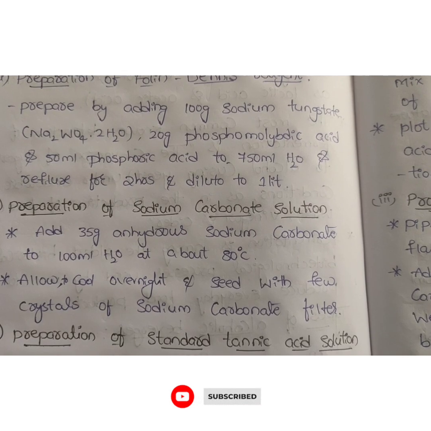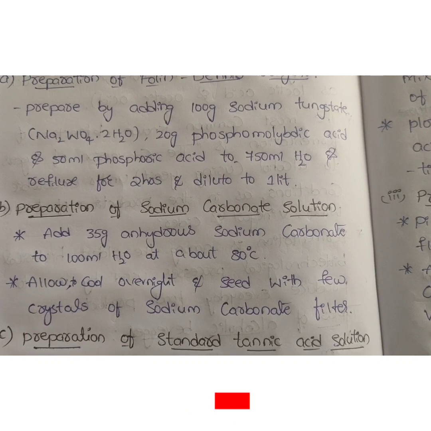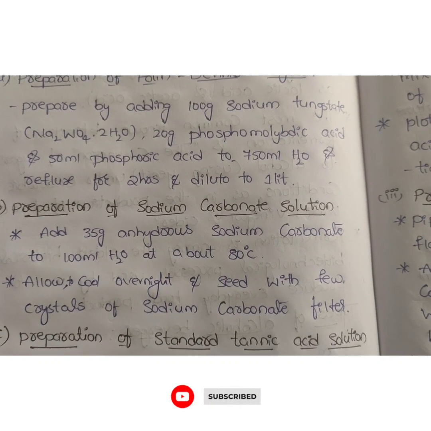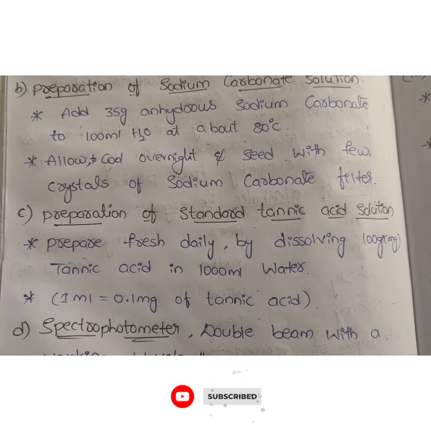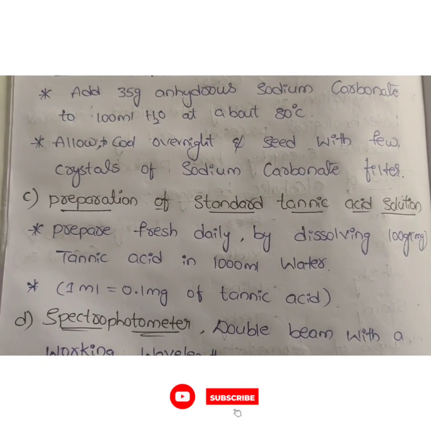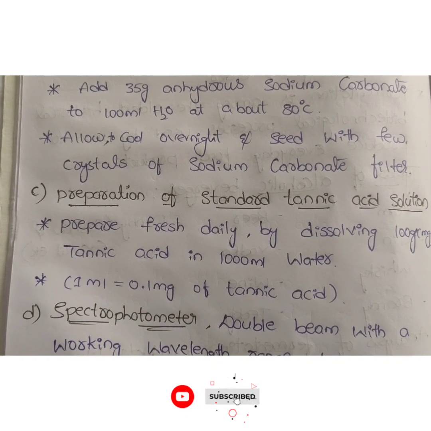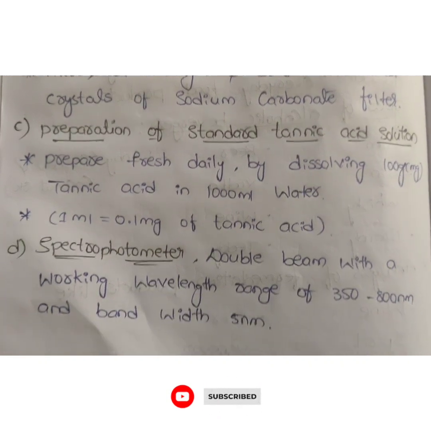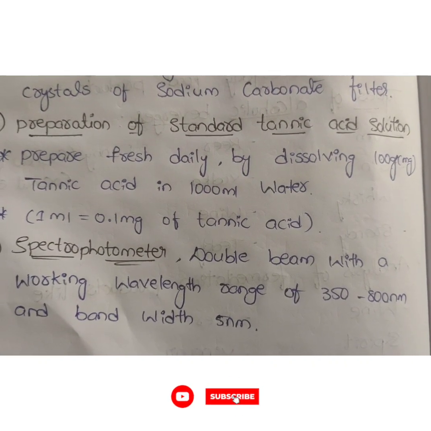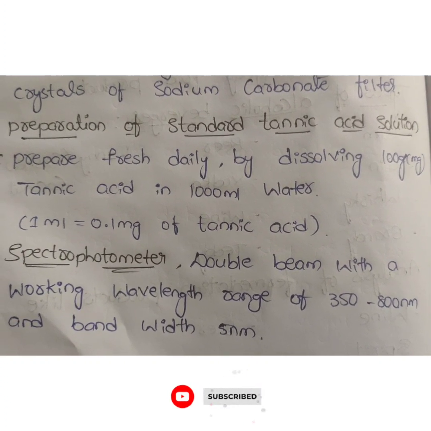Preparation of sodium carbonate solution. Add 35 grams of anhydrous sodium carbonate to 100 ml of water at about 80 degrees. Allow it to cool overnight and seed with a few crystals of sodium carbonate, then filter. Preparation of standard tannic acid solution. Prepare fresh daily by dissolving 100 mg tannic acid in 1000 ml of water. 1 ml is equal to 0.1 mg of tannic acid. Spectrophotometer, double beam, with a working wavelength range of 350 to 800 nanometers and bandwidth 5 nanometers.